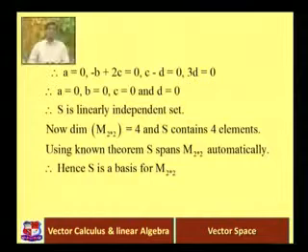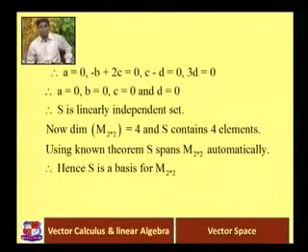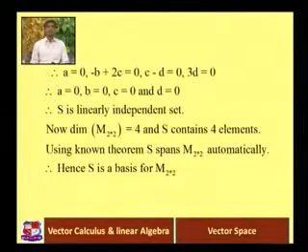Now we already checked that S is linearly independent set. So again we use the previous theorem. The dimension of set of 2 cross 2 matrices is equal to 4, and S contains 4 elements. So using the known theorem, S spans the set of 2 cross 2 matrices automatically, and hence S is a basis for the set of 2 cross 2 matrices. Okay, clear? So this theorem makes it easy to check whether the given set is a basis or not.